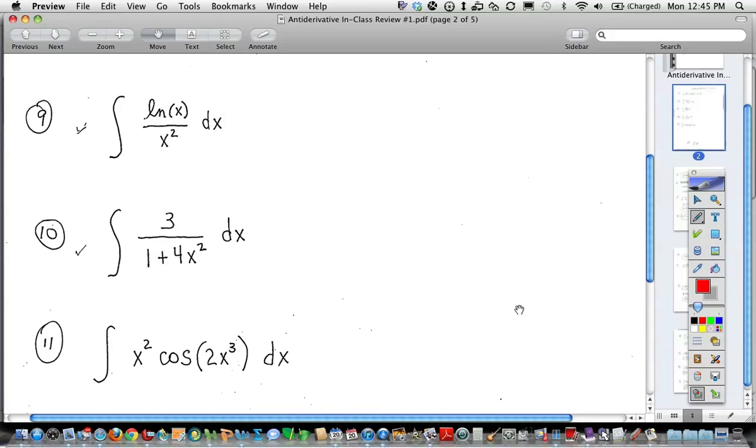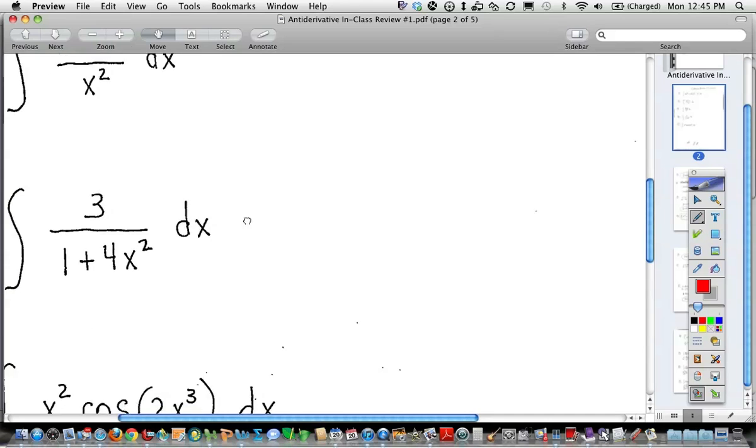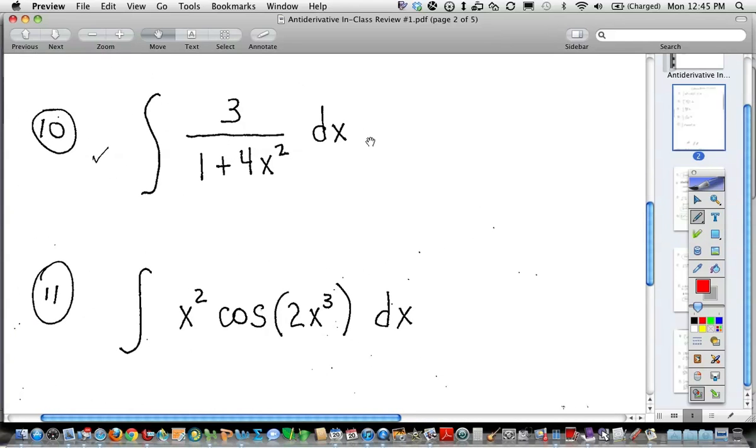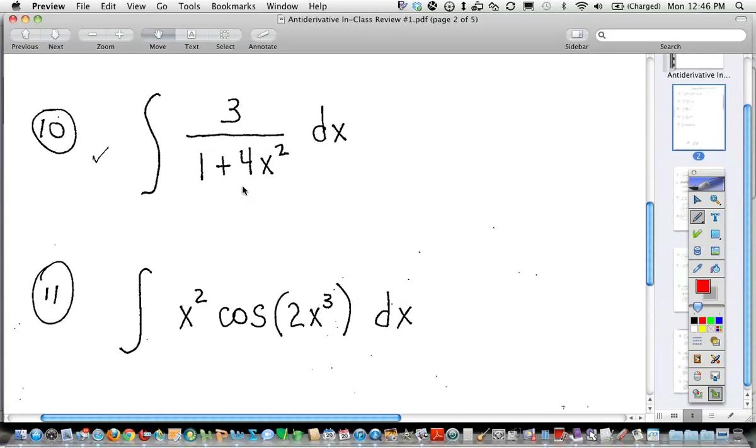All right, what about number 10? What'd you do on that one? This gets into something we didn't talk a whole lot about. I think we might have done one similar to that. You could take out the 3, bring that out in front here. What about this bottom? It looks like an arctangent, almost, right? Arctangent's 1 plus u squared, right? So what could the u be?